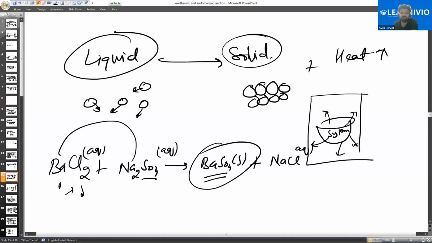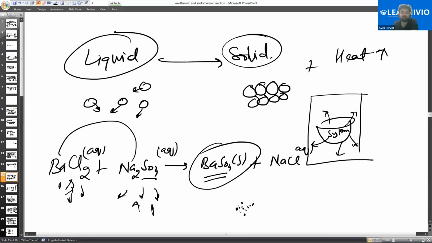Randomness means barium chloride particles are moving, and sodium sulfate particles are also moving. But when the pattern changes, barium makes a bond with sulfate and forms a PPT. It becomes solid. PPT means precipitate. It becomes solid particles, and you know these are insoluble particles.